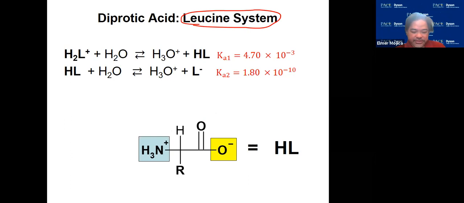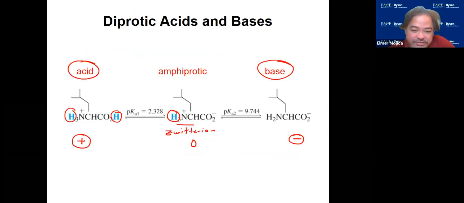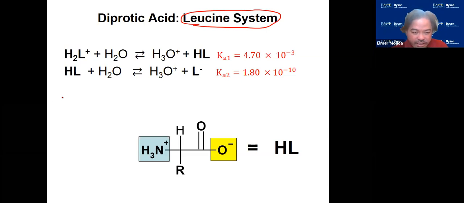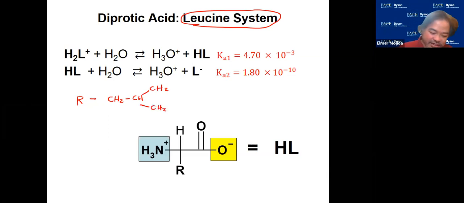So leucine is one of these amino acids. If you're going to look at the leucine, following the system that we have here, the only thing that is different is the R. So if you have a leucine, the R would be equal to CH2, CH, CH2, CH2. That's the R component of your leucine.